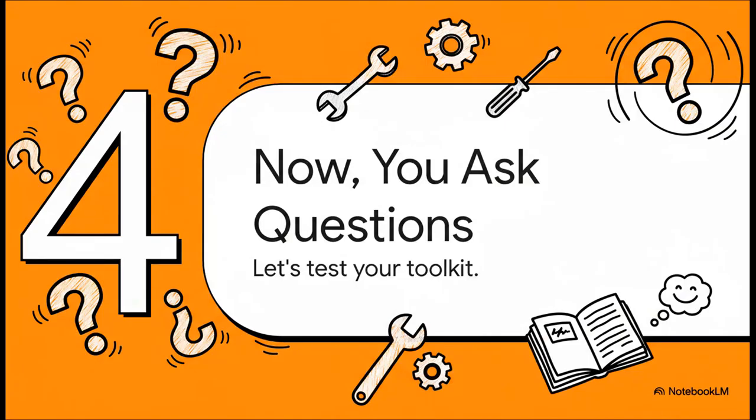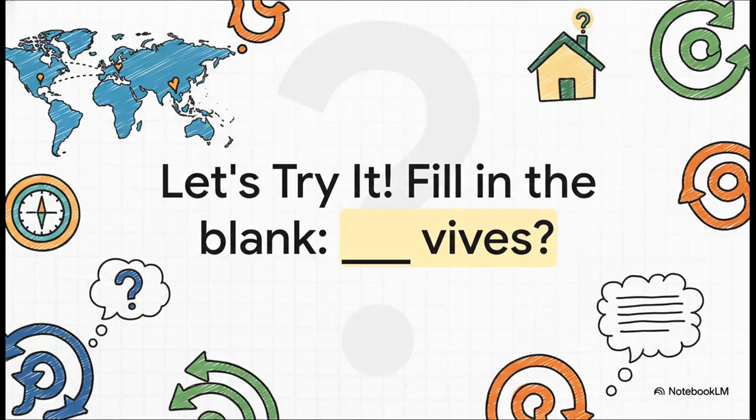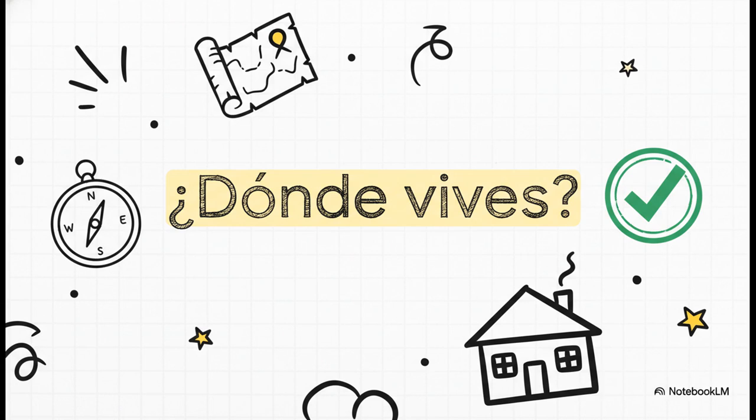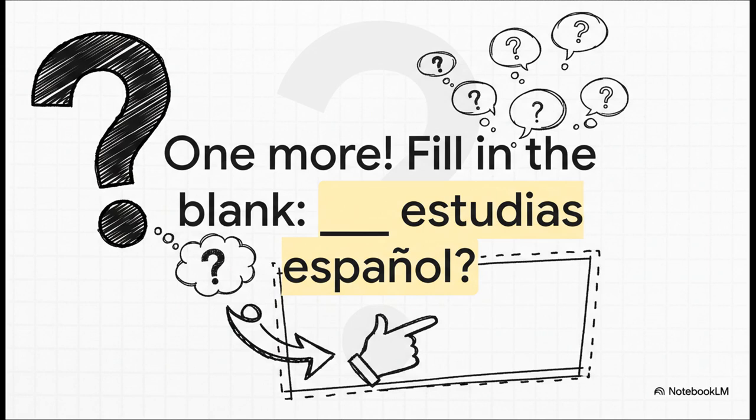Okay, enough talk. You've seen the tools, you've seen how they work, now it's your turn. Let's do a quick little quiz to make sure this stuff really sticks. You ready? All right, first one up. Look at the sentence. It ends with vives, which means you live. So we're asking about a location. Which tool from our kit is for asking about location? Take a second. And the answer is ¿dónde? Of course. ¿Dónde vives? Where do you live? Perfect. You're asking about a place, so you use the where tool. Nice job.